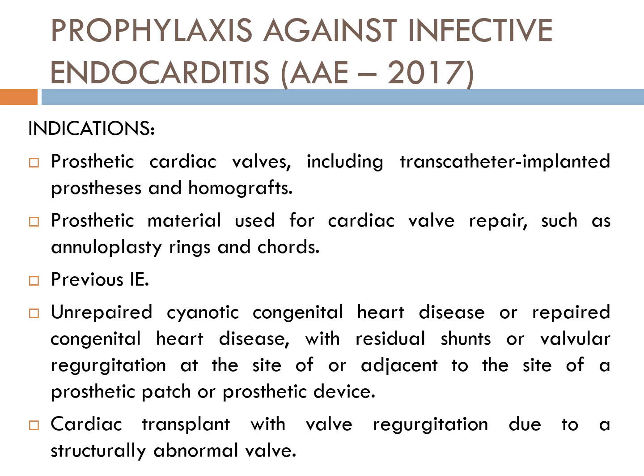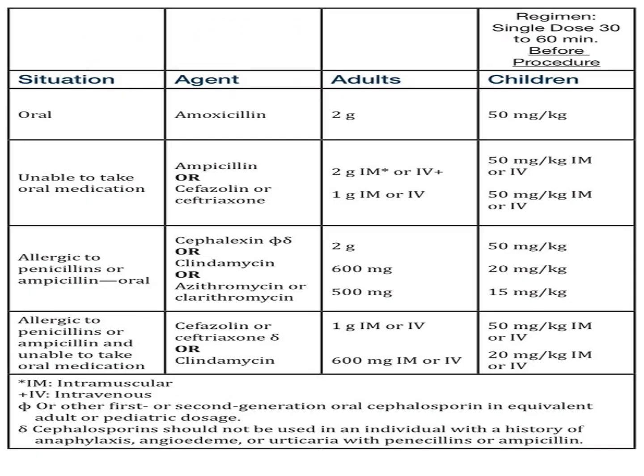So, the indications are wherein there are prosthetic cardiac valves, wherein there is a prosthetic material which has been used for cardiac valve repair, such as annuloplasty rings and cords, wherein there is a previous history of infective endocarditis, or when there is an unrepaired congenital cyanotic heart disease, or if there is a repaired congenital heart disease with shunts or valvular regurgitation, and when there is a cardiac transplant with valve regurgitation. In such cases, prophylaxis is definitely mandatory.